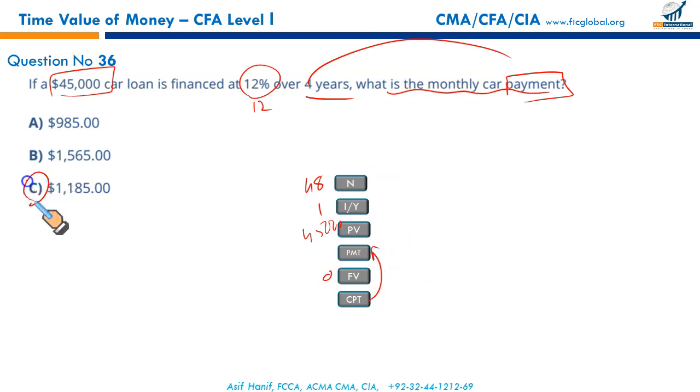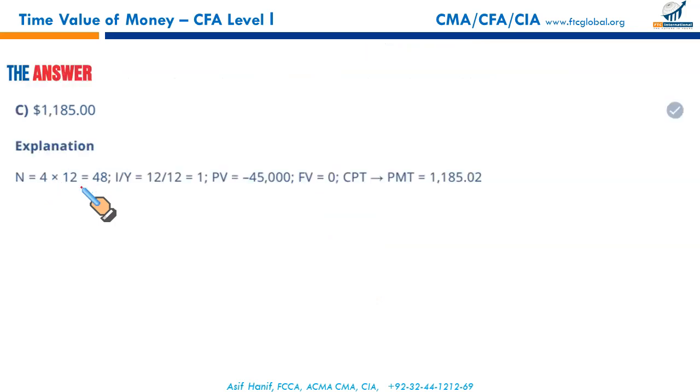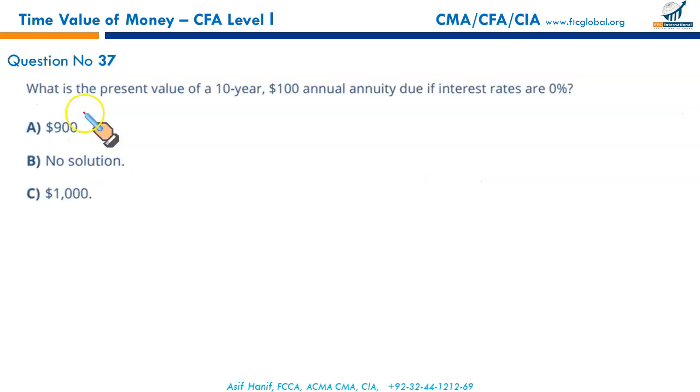Yes, they are simple, but at least they are speeding you up. You are getting speed and accuracy. That's what you need on professional certification. Speed and accuracy, and that's only possible through practice. Practicing what? Questions. More and more questions. So that's C straight away. That's your result. Moving on to question number 37. What is the present value of a 10-year $100 annual annuity due if interest rates are 0?